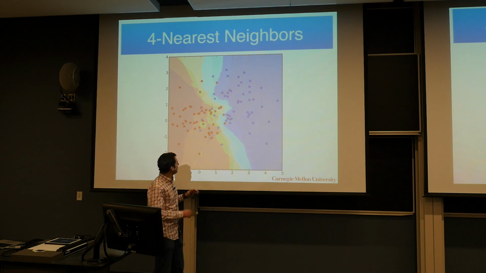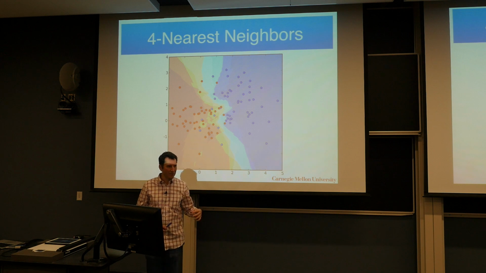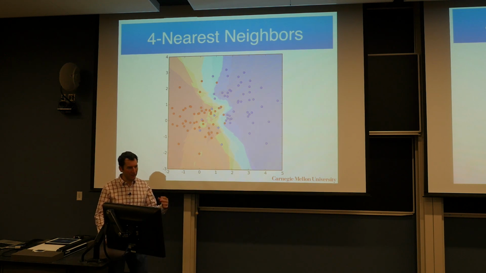And what you can see is actually those regions are called Voronoi cells. They're basically cells where a certain point, or a certain set of points, is the nearest relative to everything else.